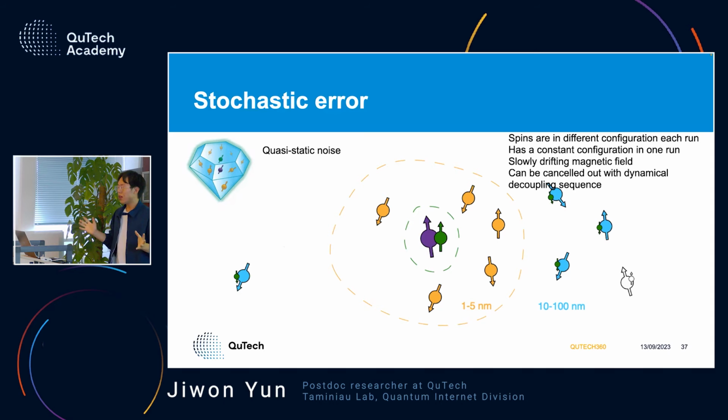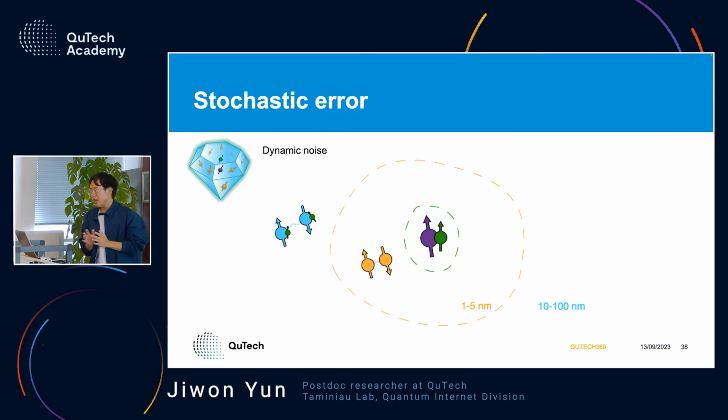If your noise is quasi-static, you can actually apply a decoupling sequence to your spins, and that will cancel out your noise quite nicely. We will later show by simulation that if you have quasi-static noise, it will have very little effect on your gate fidelity once you put everything in decouplings. So the first class is quasi-static noise, and then we have dynamic noise.